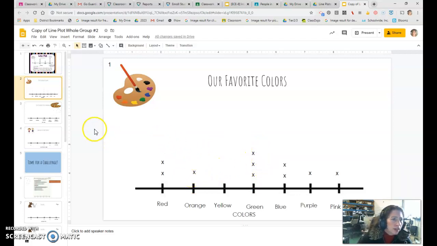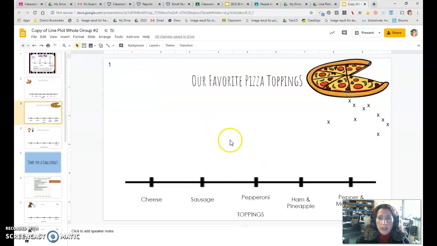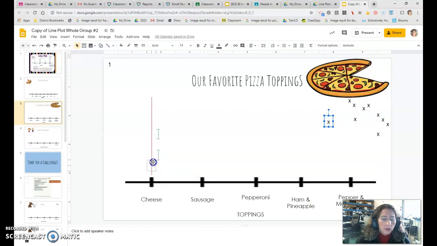Okay, let's move down to actually creating a line plot, which we're lucky because we already have our title at the top. It says our favorite pizza toppings, and at the bottom we also have our label, the different toppings that we're measuring. Those are cheese, sausage, pepperoni, ham and pineapple, and pepper and mushrooms. So we're just going to pretend that we've asked some people to help us out with this. When I asked people what their favorite pizza was, we're going to say 2 people chose cheese.